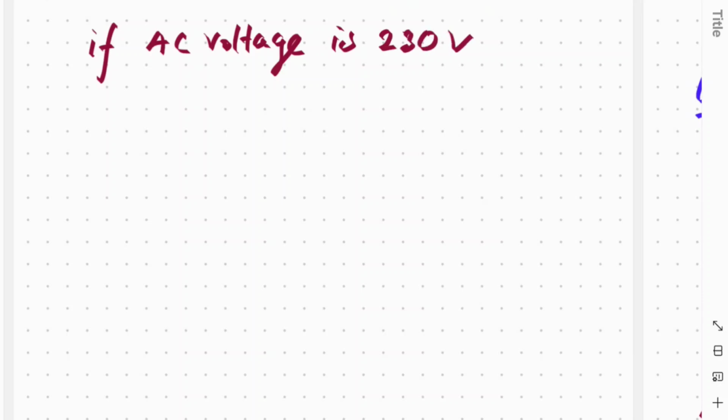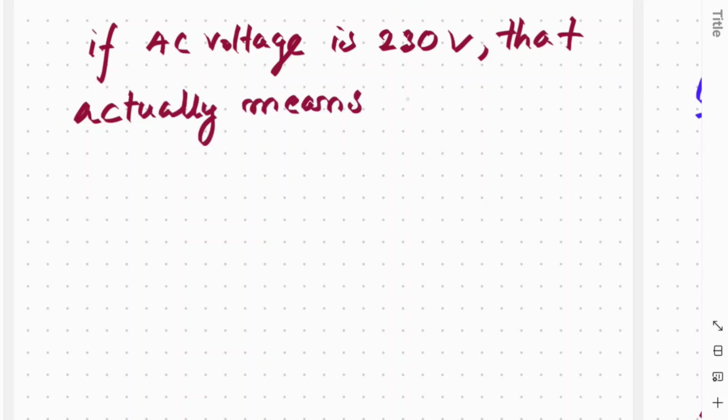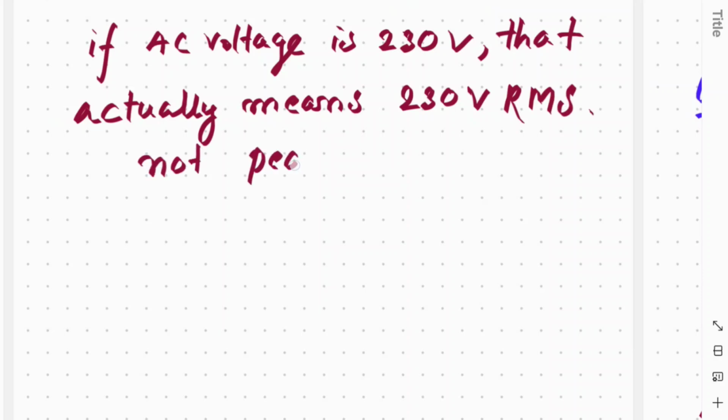So we can say if an AC voltage is 230 volt, that actually means 230 volt RMS, not peak voltage. So this is a simple definition and explanation of RMS voltage.